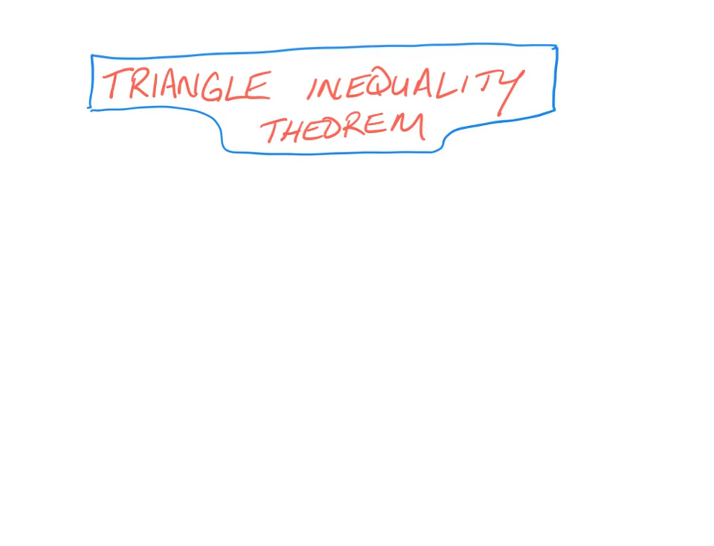Okay, I'm going to do a quick little video here about the Triangle Inequality Theorem. The idea here is, well, we'll just start with a triangle. So we have a triangle. Okay, but now let's imagine we only have two sides of this triangle. So we actually have two sides, and these sides are lengths 4 and 7.